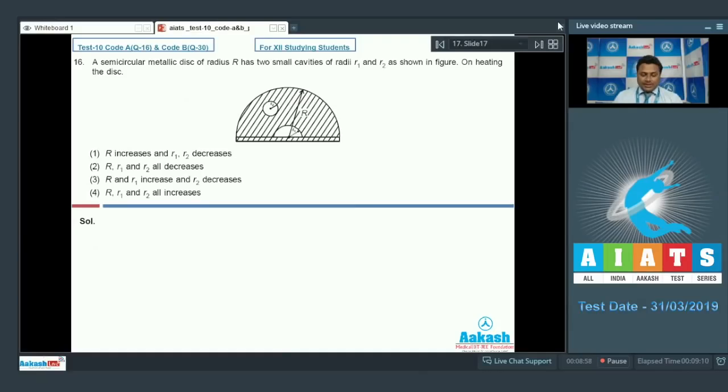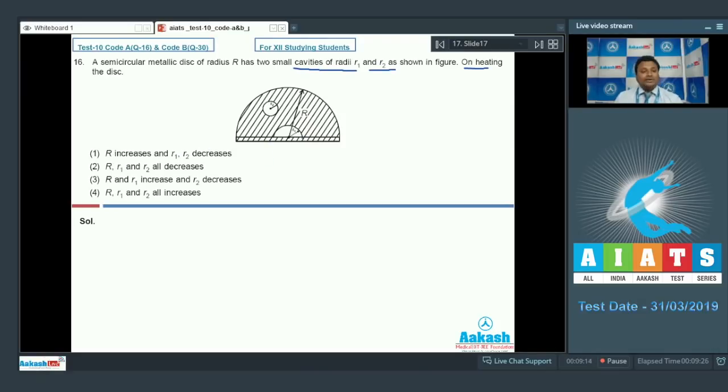Here is question number 16. A semicircular metallic disc of radius capital R has two small cavities of radius R1 and R2 shown in the figure. On heating the disc, you are having four options and you have to pick the correct one.